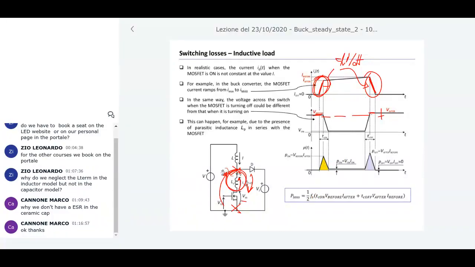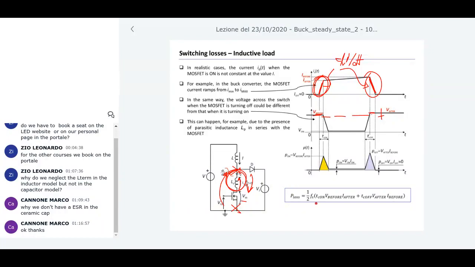Switching frequency, okay, because we get that average power dynamic loss. Multiplication of t_c on, so the crossover time during turn on, V before, current after, t_c off, V after, I before. Okay, look carefully at this expression because we can use it for the computation of the power losses in future exercises. So maybe we can also practice this equation during exercises.